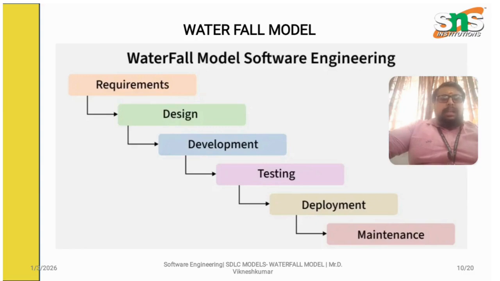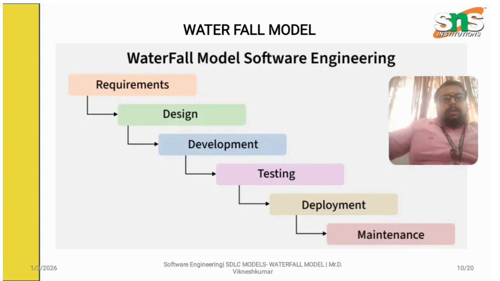As we said earlier, it must be sequential, and the waterfall model can be used only when the requirements are fixed. Only after the requirement phase is completed will the design phase start. After design is completed, development will start. After development is completed, testing will come. After testing is completed, deployment will happen. After deployment, the maintenance will begin. So this is the linear sequential flow of the waterfall model: after completion of one phase, the next phase begins.